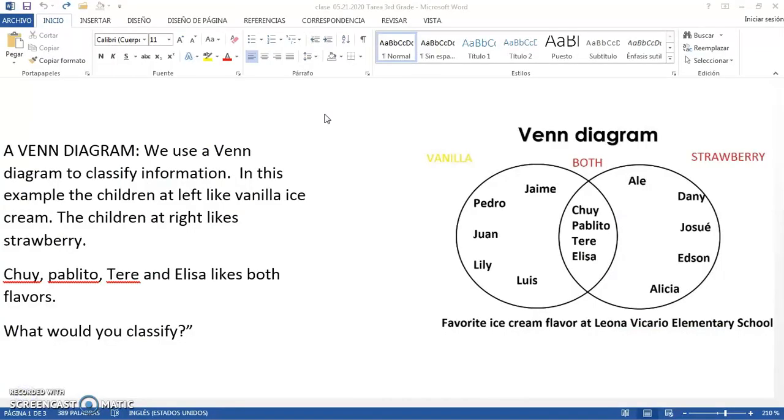Please copy this definition of the Venn diagram. We use a Venn diagram to classify information. In this example that you have on the right, we have children that like vanilla ice cream and children that like strawberry ice cream. But there are people that like both flavors. Hay gente que le gustan los dos sabores. These people here like vanilla. These people here like strawberry. But Chuy, Pablito, Terry, and Elisa like both of them. Okay? Please copy this example and the text.